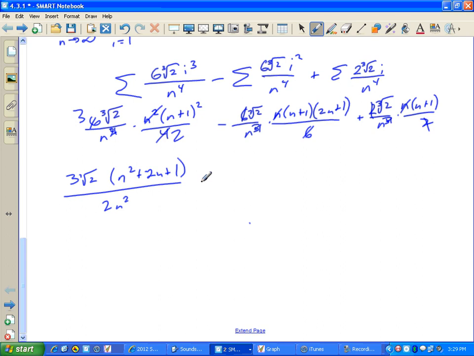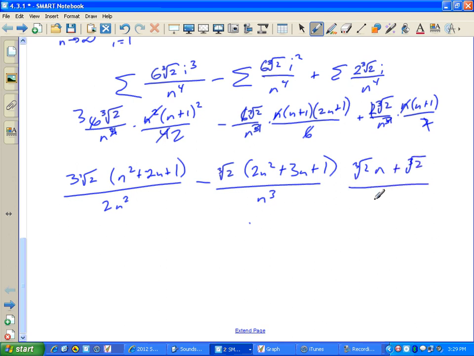Over here I've got the cube root of 2. This squared out is going to be 2n squared plus 3n plus 1 over n cubed. And here I've got cube root of 2. I'm going to distribute that in, so it's n plus cube root of 2 over n cubed.